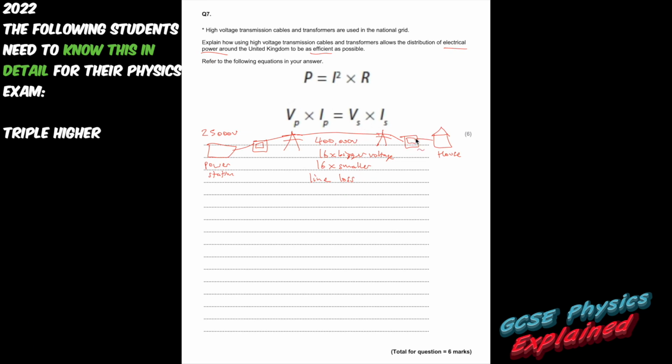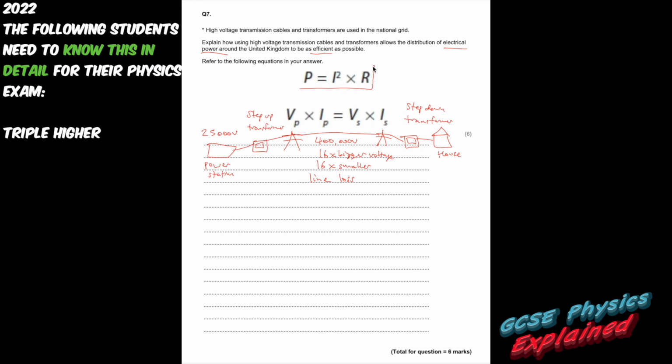Now you need the step down transformer at the end, because you can't put 400,000 volts in someone's house. 400,000 volts is a very high voltage. It'll cause sparks, which are dangerous.